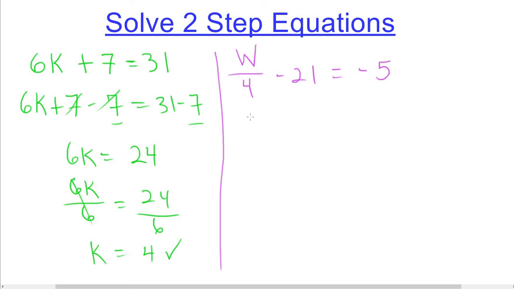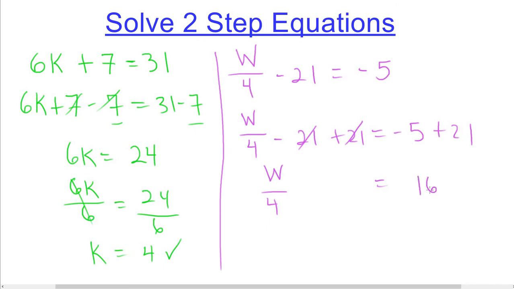We have to get w by itself. So let's start by adding 21 to both sides. We have w over 4 minus 21 plus 21 equals negative 5 plus 21. These 21's cancel. W over 4 equals, we have different signs, so we subtract 21 minus 5 is 16. We bring down the sign of the larger, which is positive.